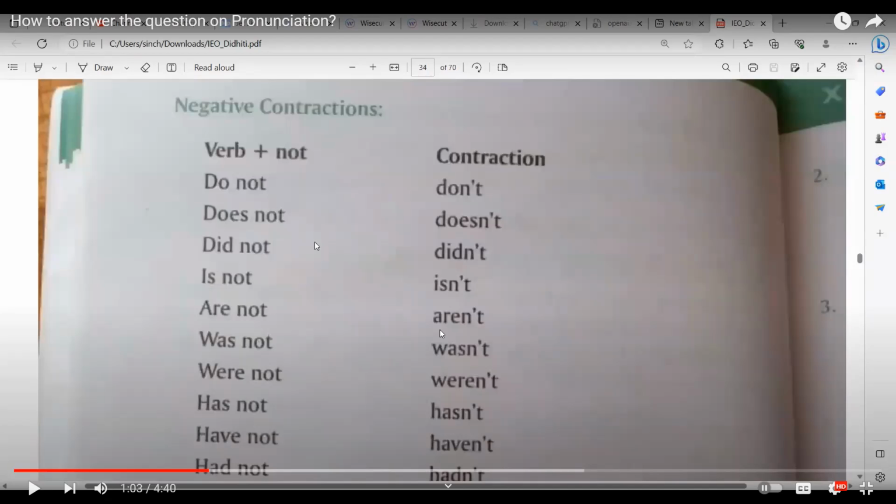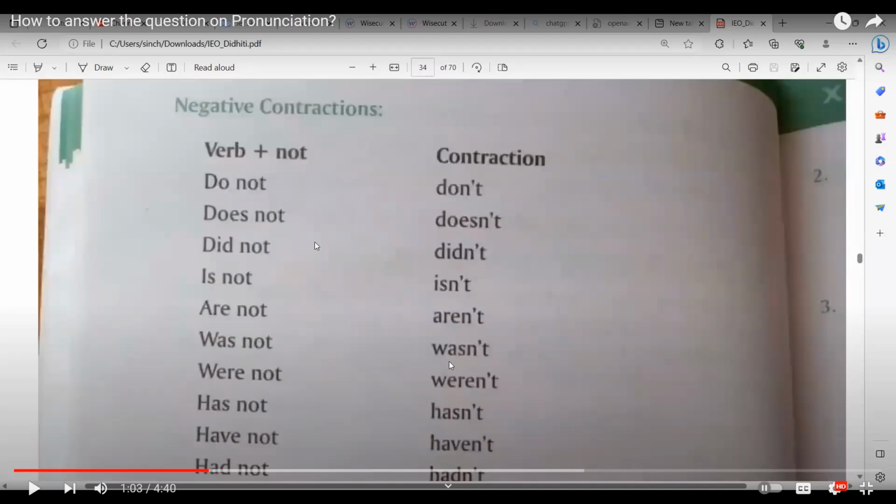Okay, Devanshu, can you give me an example with was not? Ma'am, Reena was not eating her dinner. Okay. Shruti, can you give me an example with were not?